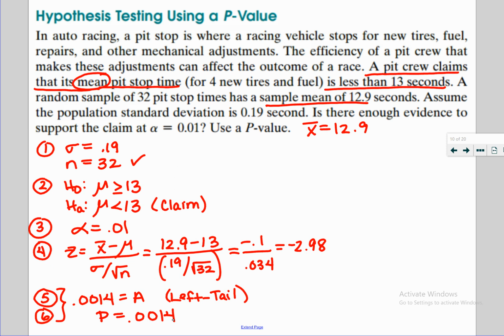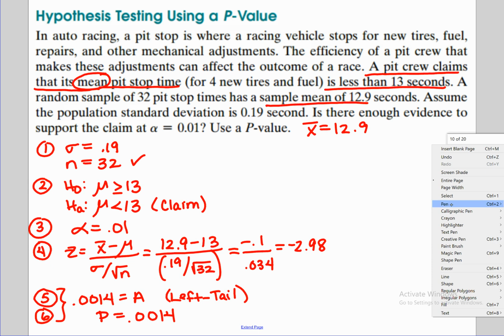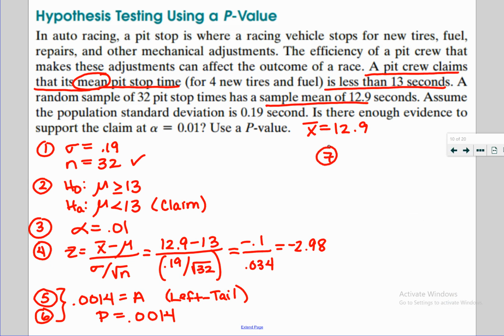Okay. Step 7 now. We're going to compare that to our alpha. P compared to alpha. And what was our alpha? 0.01, right? Okay, so P is 0.0014, alpha 0.01. So in this case, my P is less than my alpha. If it's less than, what does that tell me to do? We need to either make a decision of reject or do not reject. Reject. Based on that. Okay. All right.